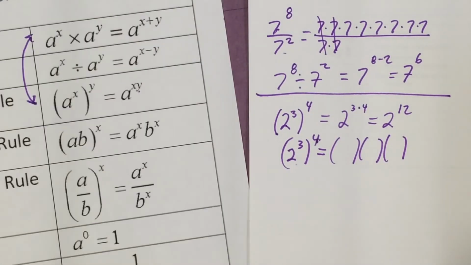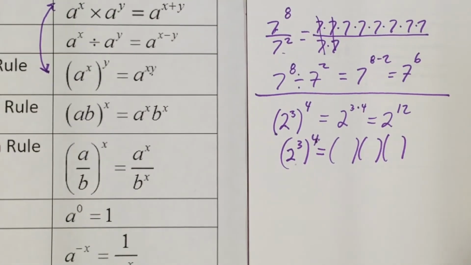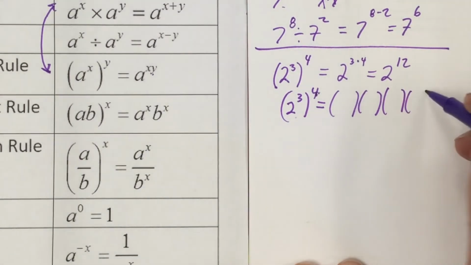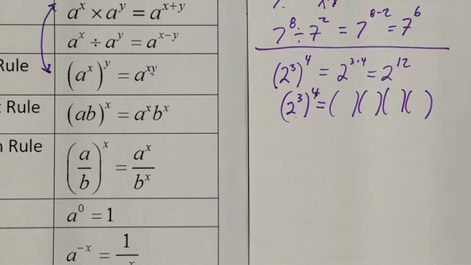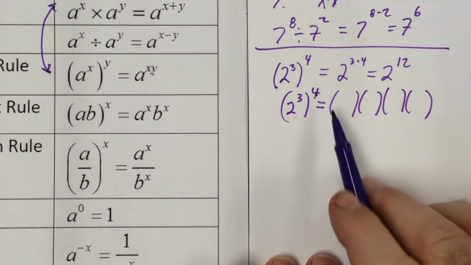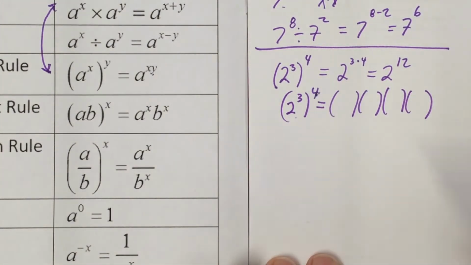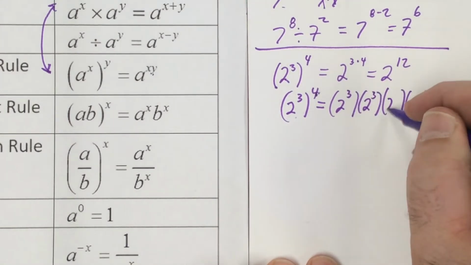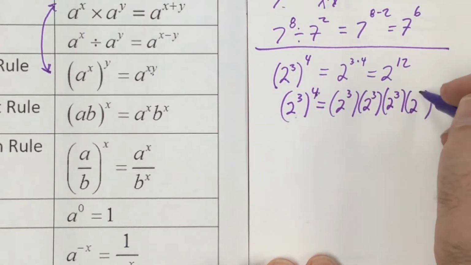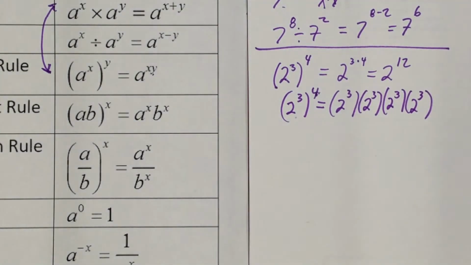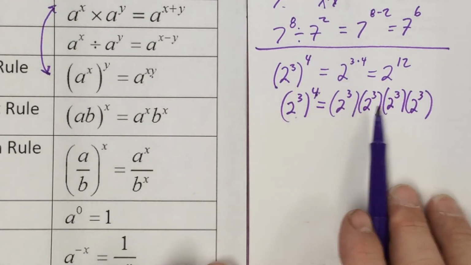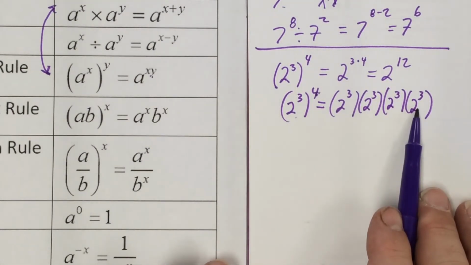Let me line this up here again and make sure that everything is visible. It is. That means, what am I raising to the fourth? What am I multiplying 4 times? I'm multiplying 2 to the third times 2 to the third times 2 to the third times 2 to the third. That's being multiplied 4 times.